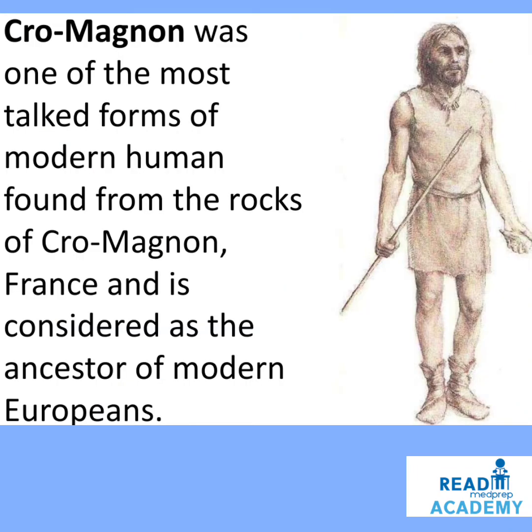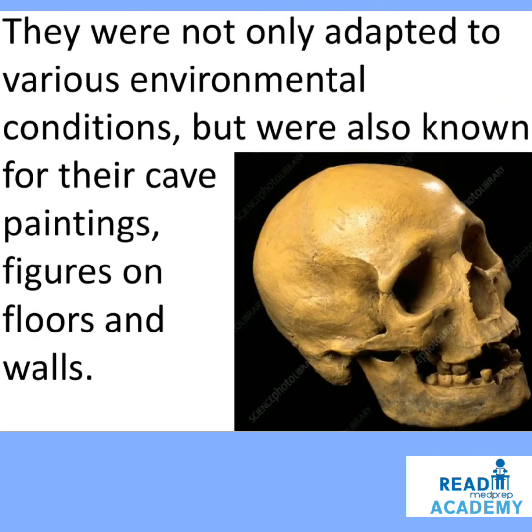Cro-Magnon was one of the most talked about forms of modern human found from the rocks of Cro-Magnon, France, and is considered as the ancestor of modern Europeans. They were not only adapted to various environmental conditions, but were also known for their cave paintings, figures on floors and walls.